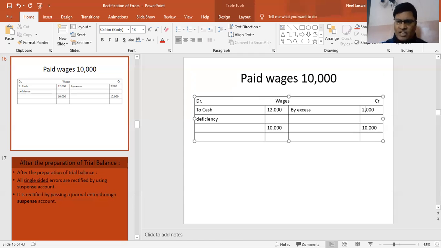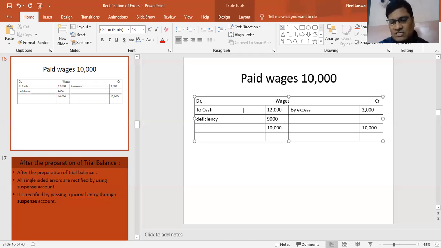So the simple thing is that if the debit of the account is excess, we will credit the account in order to reduce it. And if there is a deficiency, a debit side deficiency, then we will further debit the account. As in the example, it was 1,000 I have recorded instead of 10,000. So 9,000 I have to debit. So wages will be debited by 9,000.